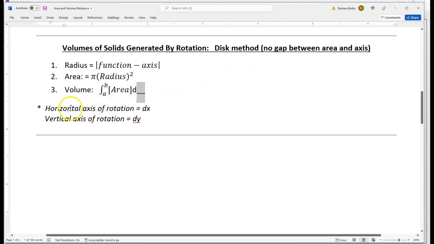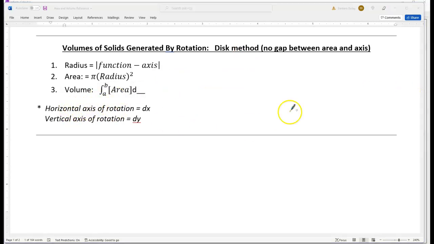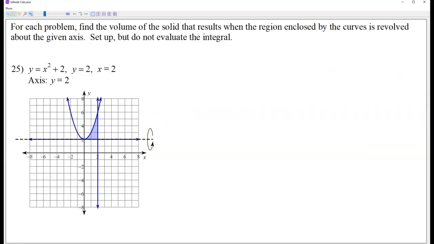If you have a horizontal axis of rotation, in other words, a line that goes like this, then you're doing a dx problem. If you have a vertical axis of rotation, one that goes this way, then you're going to be integrating with respect to y. So let's go ahead and jump in on our first example here real quick.